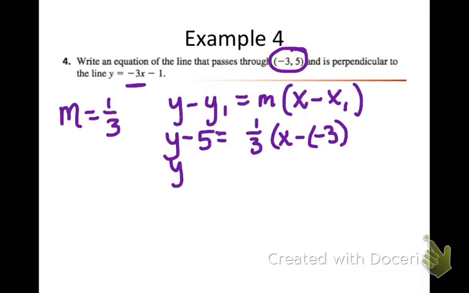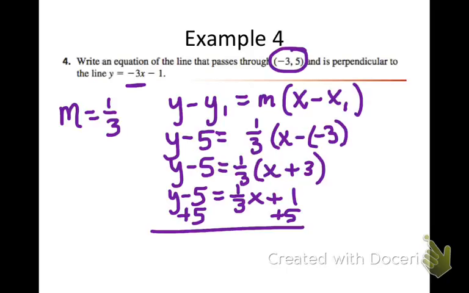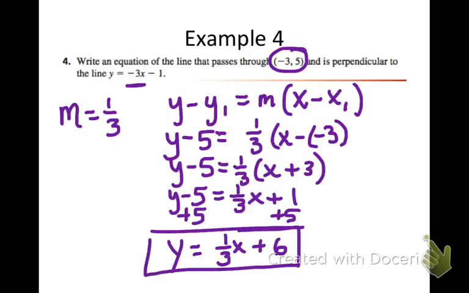I'll simplify. I'll distribute. And then I'll solve for y. And I'll get y equals 1/3 x plus 6.